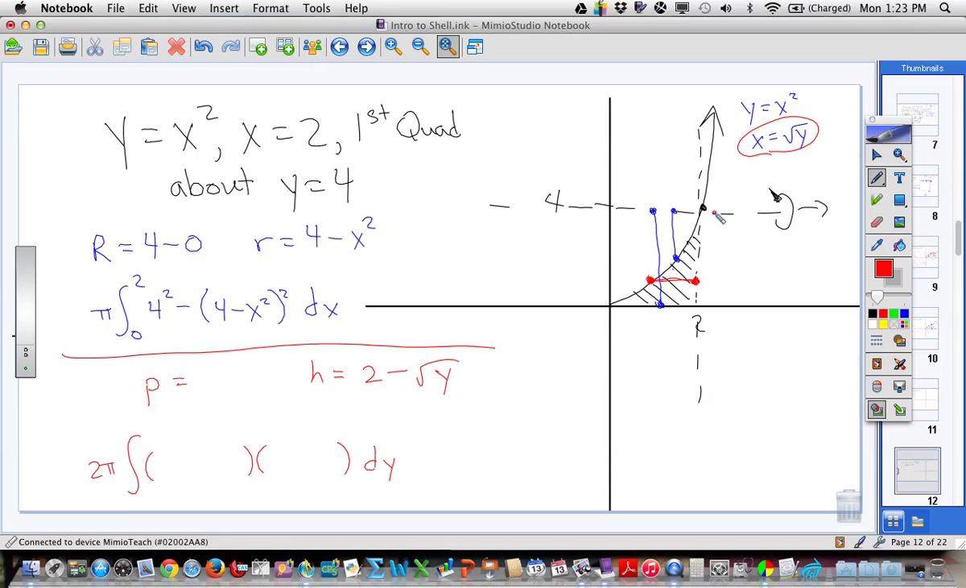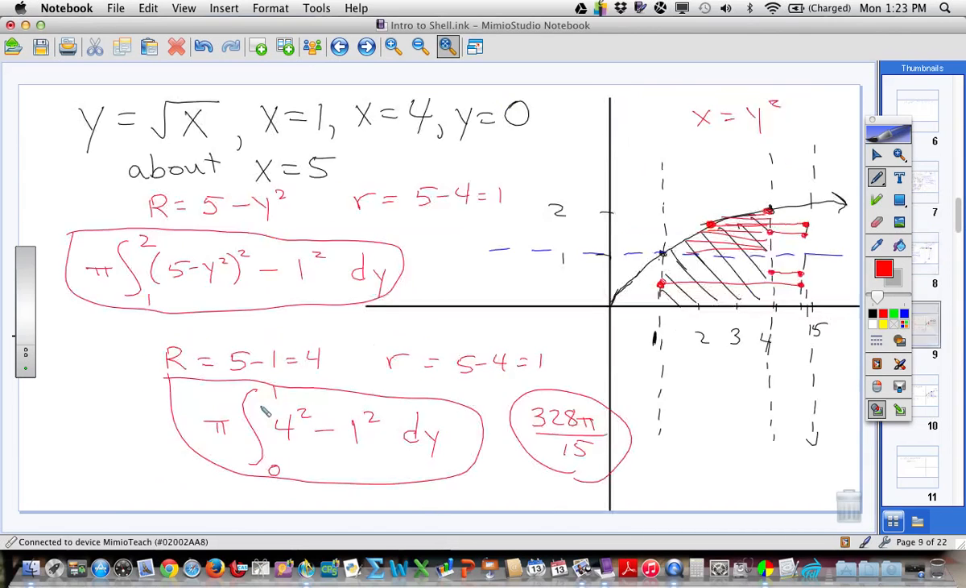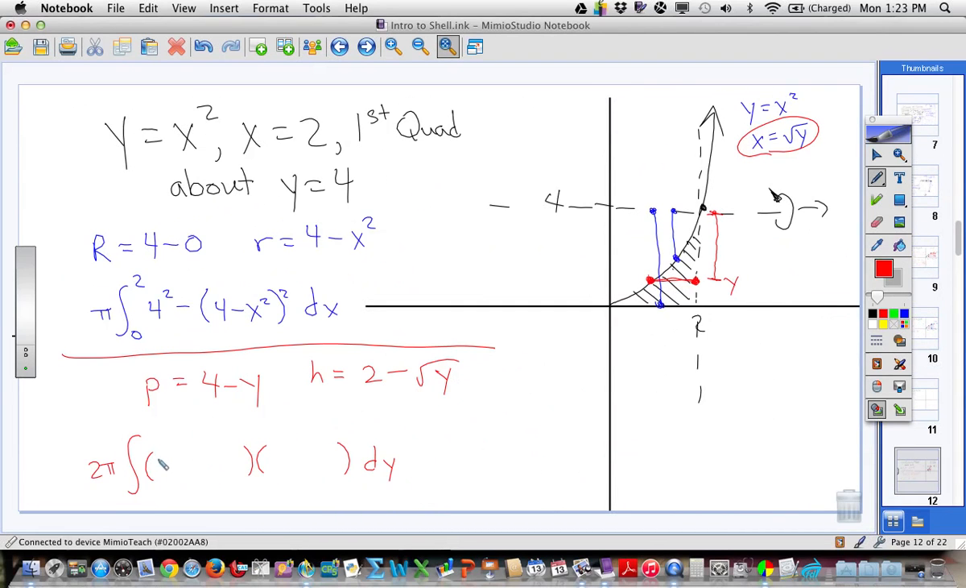It's the distance from the center to the strip. Well, it's 4 minus y. If the strip's sitting here at y equals 1, then it's 4 minus 1, which is 3. If it's sitting at 2, it's 4 minus 2. If it's sitting at 3, it's 4 minus 3. The distance from the center to the strip. And so again, I usually just like to label my strip. When I put that strip in there and I'm doing shell method, I just label it as a y, and it's 4 minus y. And I said that's what P always looks like: 3 minus y, x minus 3, 5 minus x, something like that. Okay? All right. So we put in 4 minus y.